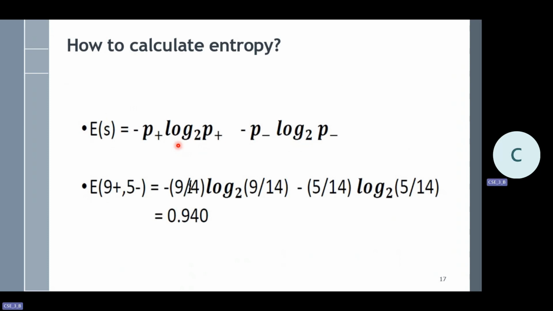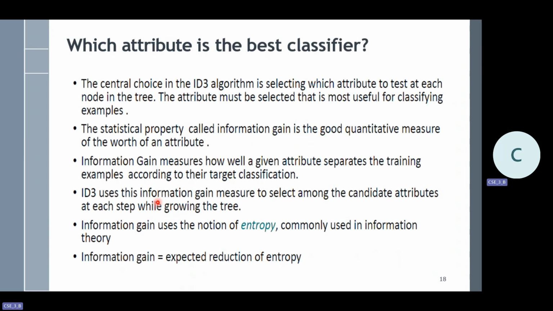So how to calculate the entropy? We have taken an example and already gone through this. That is 9 by 14 log 2 to the base of 9 by 14 minus 5 by 14 log 2 to the base of 5 by 14. When we calculate this, we get the value 0.940. That is nothing but the entropy of the sample. Next we use this entropy to calculate the information gain.